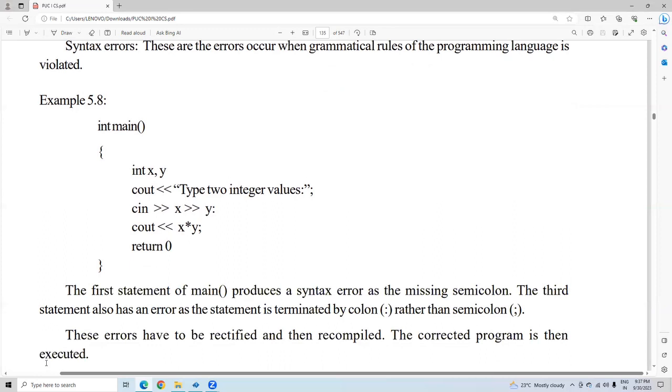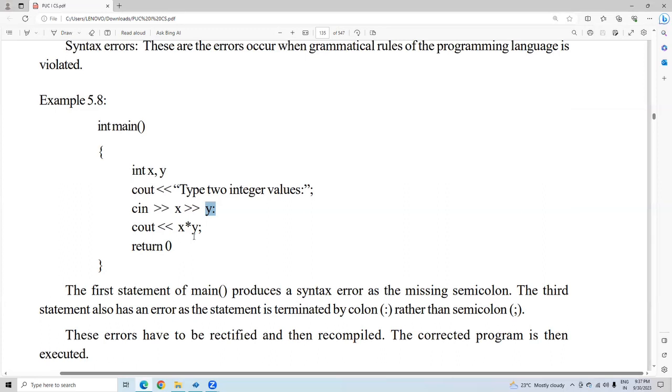See, one program is there, written in C++: int x, y, and here type two integer values, cin is there and cout is there, return 0. In this program, after x comma y, a semicolon is missing. That is one error. Second error: at the end of the line, instead of giving a semicolon, they have given a colon. That is another syntax error. And at last, return 0. There also they have not given a semicolon at all.